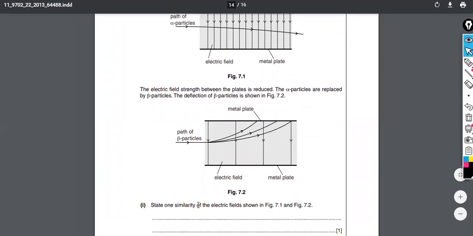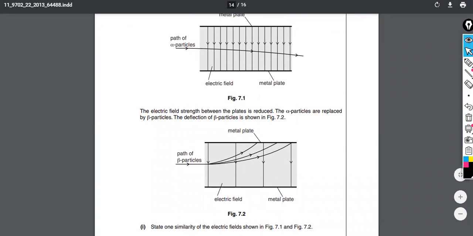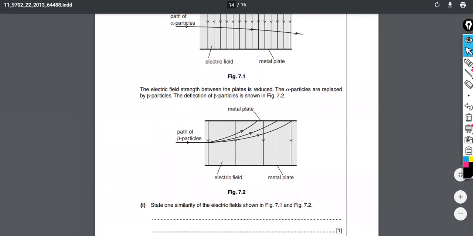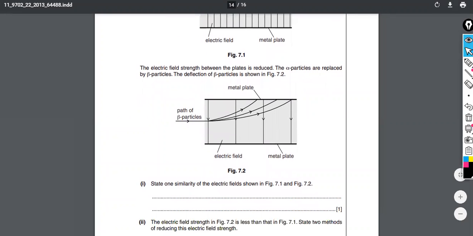State one similarity of the electric fields shown in figures 7.1 and 7.2. One similarity of the electric field. Well, they point in the same direction. That's what I would say, right? They're both pointing down.